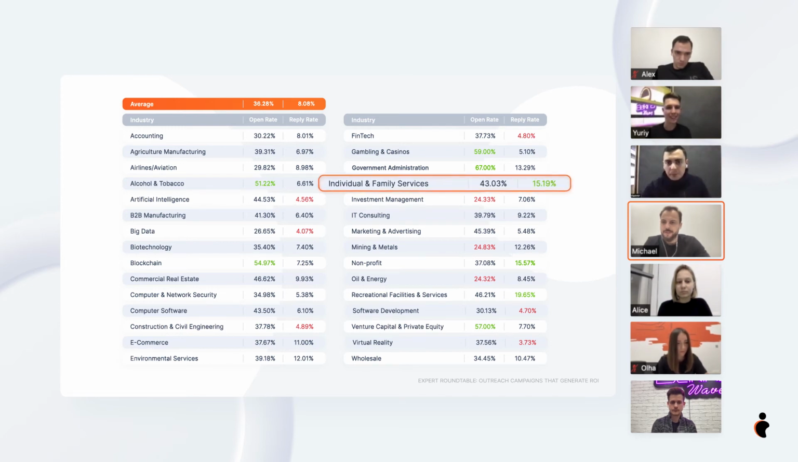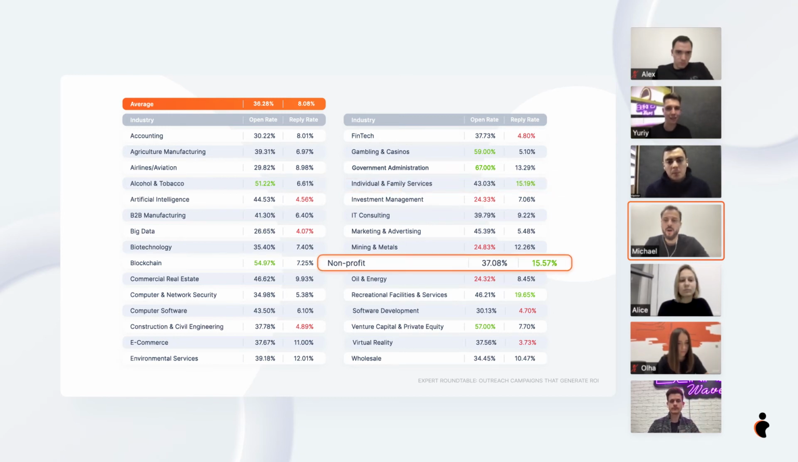What about those that are, for example, individual family services, family offices, 15% reply rate, or nonprofit, 15%. Okay, can someone share their experience selling to nonprofits? Why do nonprofits respond a lot? And do we see that nonprofits is a good industry to tap into with cold outreach?